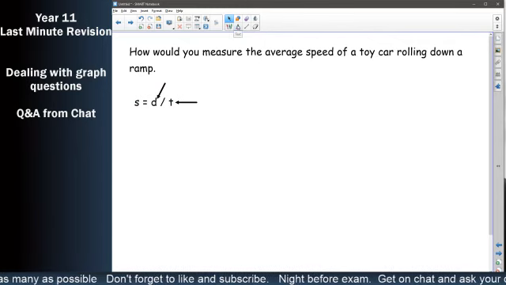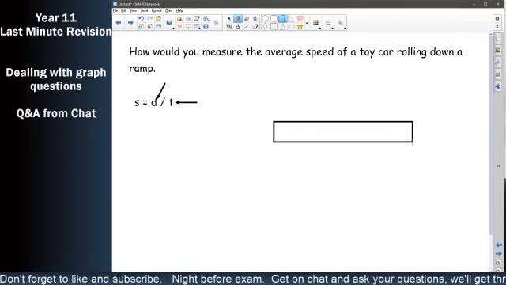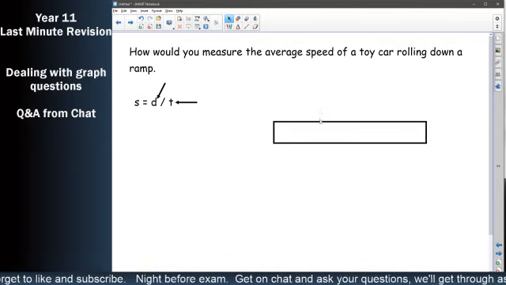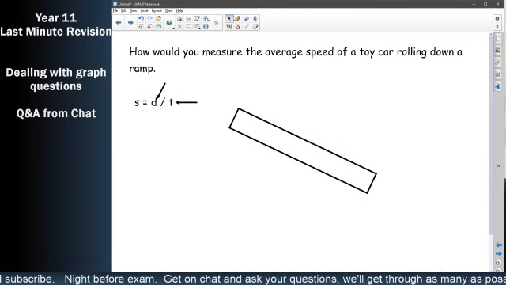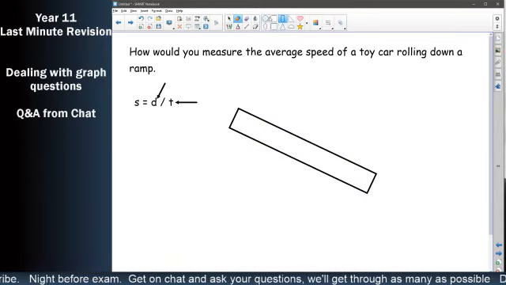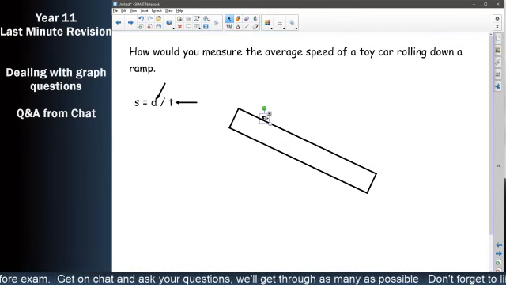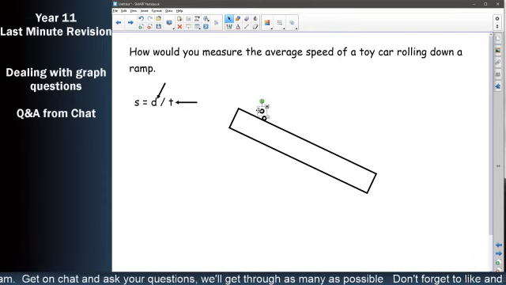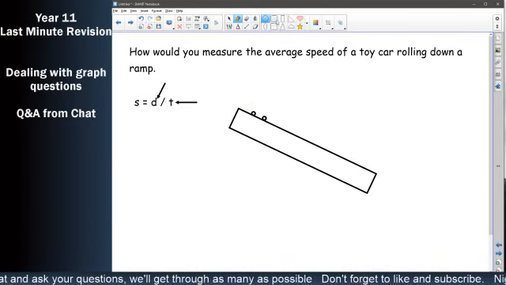Right, so let's get ourselves sorted out. How would you measure the average speed of a toy car rolling down a ramp? Right, so let's get a setup. We're going to have a ramp, probably at some form of angle. Right, grab a toy car. This should be interesting. Okay, a couple of wheels. And we'll drop a rectangle on top of it, and that'll maybe do us as our toy car.